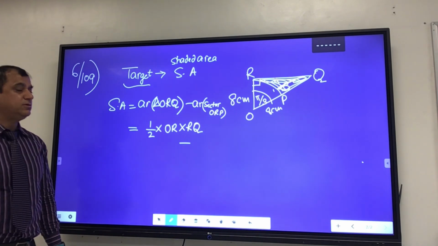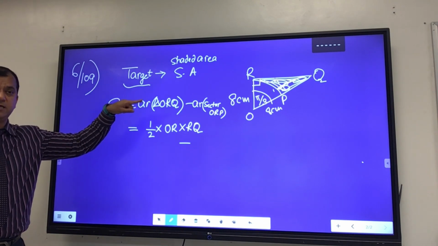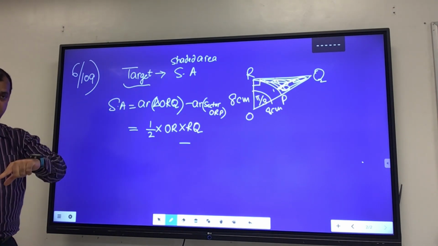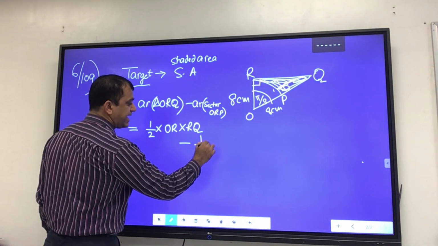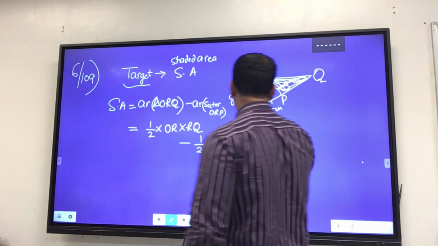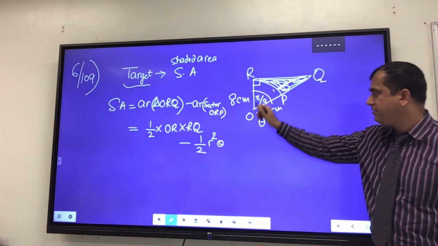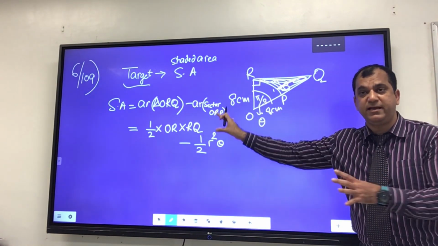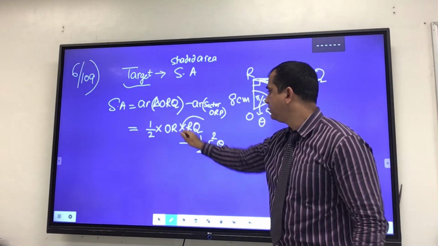Area of a sector is 1/2 r squared theta, where r is the radius and theta is the central angle in radians. So 1/2 r squared theta. Theta is nothing but this pi by 3. There is no problem with the sector area. We know the radius is 8, we know angle theta is pi by 3. Plug in there, we get this one. The problem is RQ.